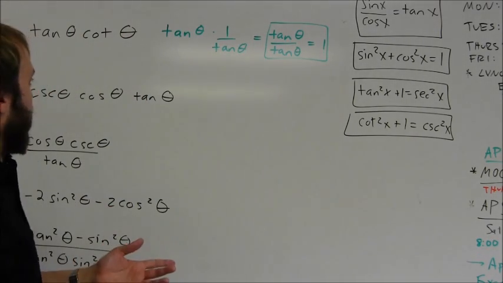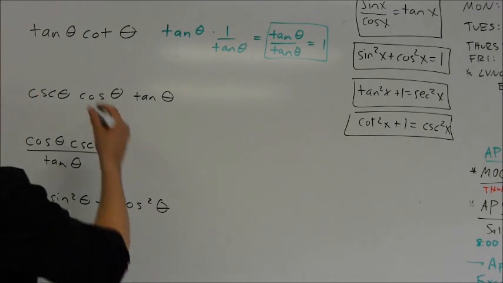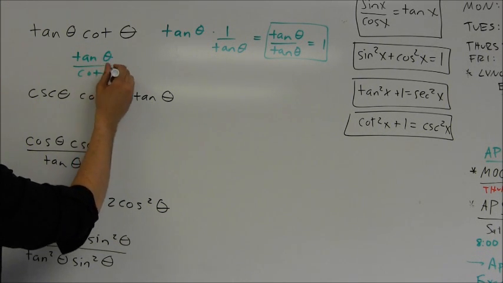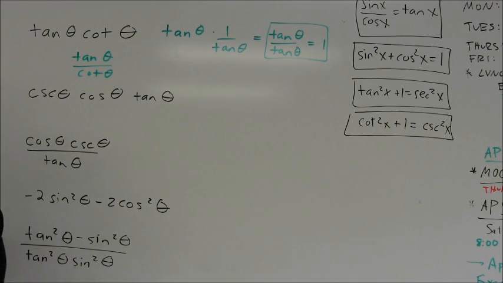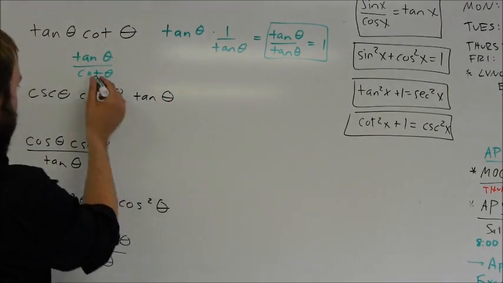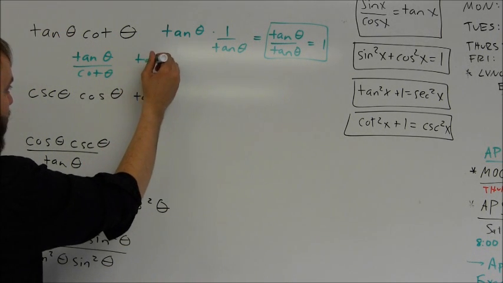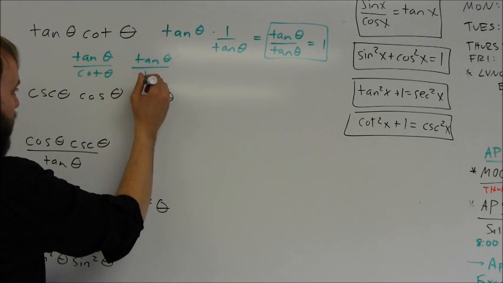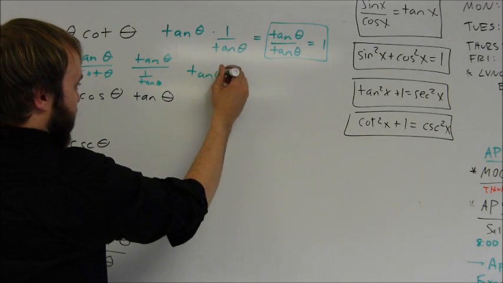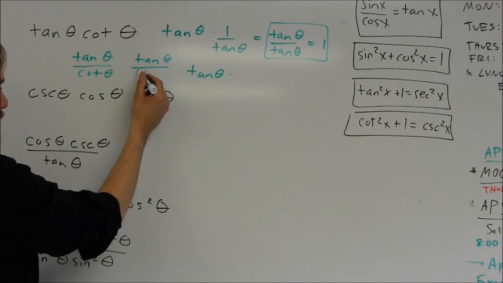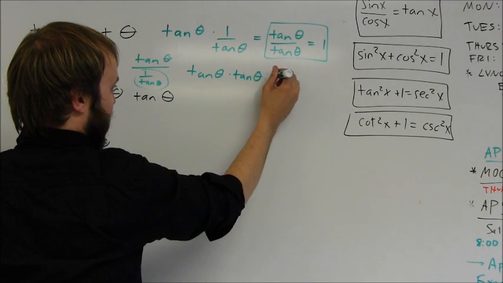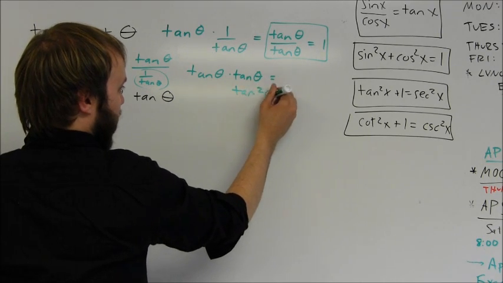Now you have to be careful, because if I took the tangent of theta and divided by the cotangent of theta, remember when you divide by a value, you actually multiply by the reciprocal. This is the same thing as tangent of theta divided by 1 over tangent of theta, which is the same thing as multiplying by the reciprocal. That would be tangent of theta times tangent of theta, and that would be tangent squared of theta.